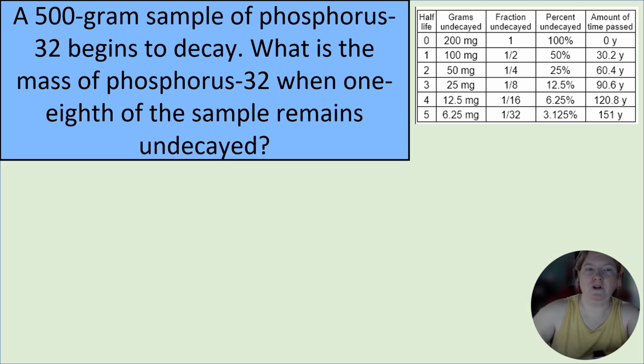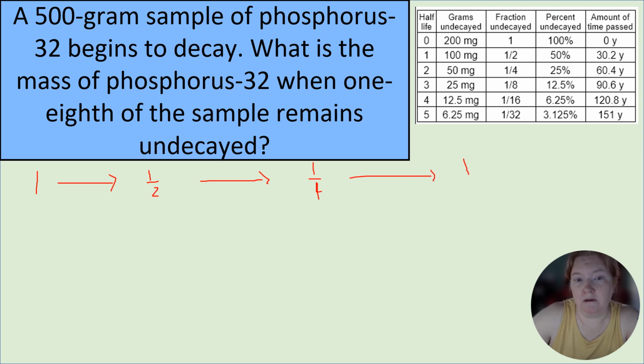All right, a 500-gram sample of phosphorus-32 begins to decay. What is the mass of phosphorus-32 when 1/8 of the sample remains undecayed? So let's just set the fractions up: 1 whole thing, 1/2, 1/4, 1/8. So I know I need to get to 1/8.